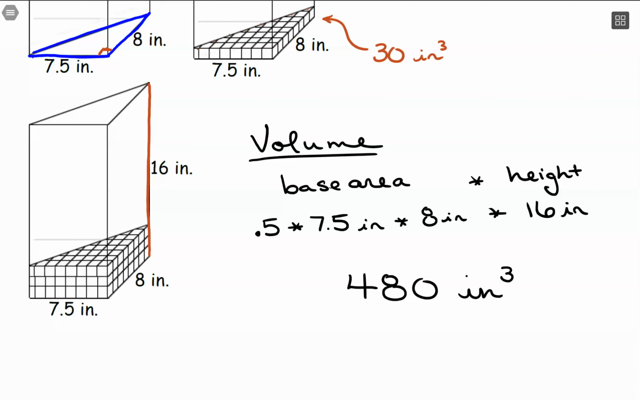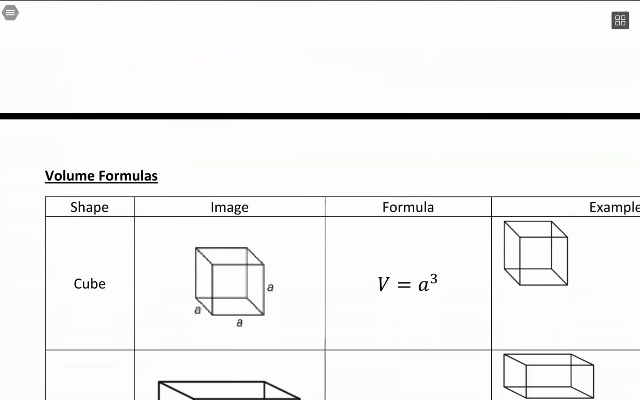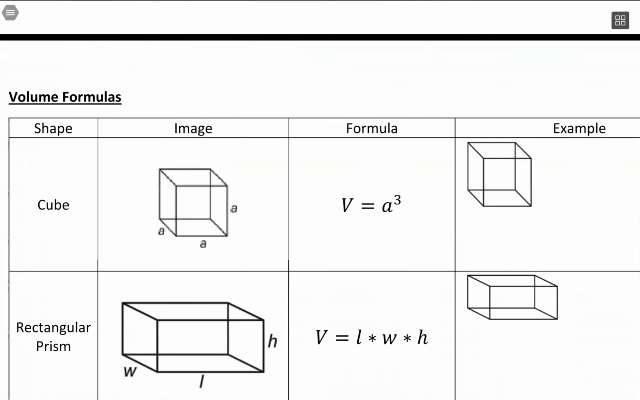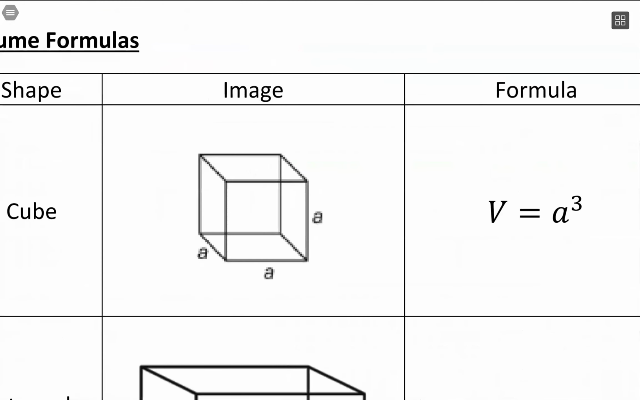Now let's look at some formulas and examples here. So with the cube, a cube would have all the same side lengths, and this would be a case where the base would be a square. So it's like we're taking our base times height.